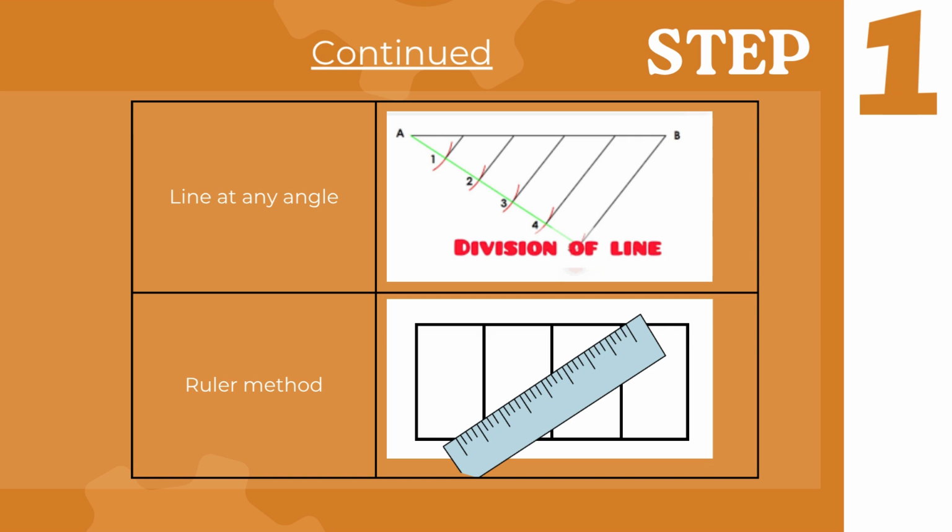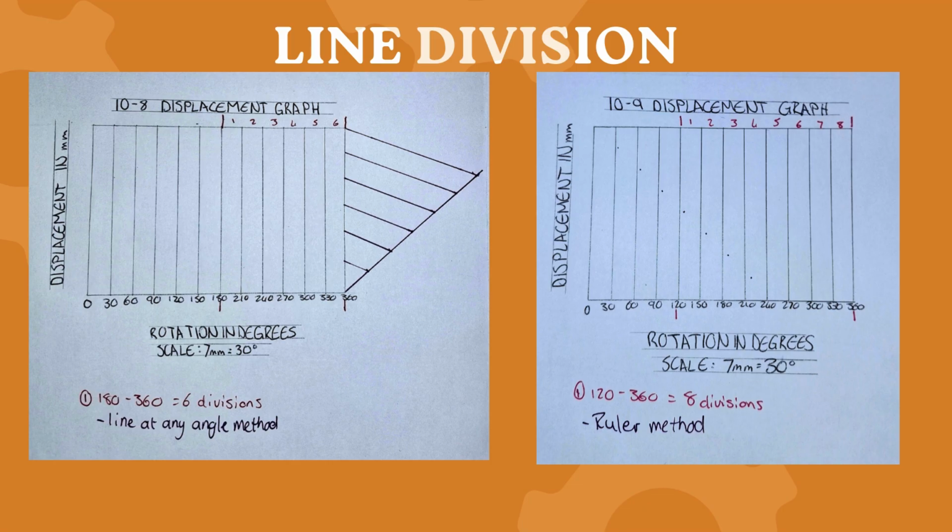So here on my slide you can see that the top one is the division of the line at any angle, and then the second one shows you the ruler method. So here are the working drawings of the line division. On the left is 10.8's displacement graph, where I used the line at any angle method to divide the height of the graph. And on the right is 10.9's displacement graph, where I used the ruler method.